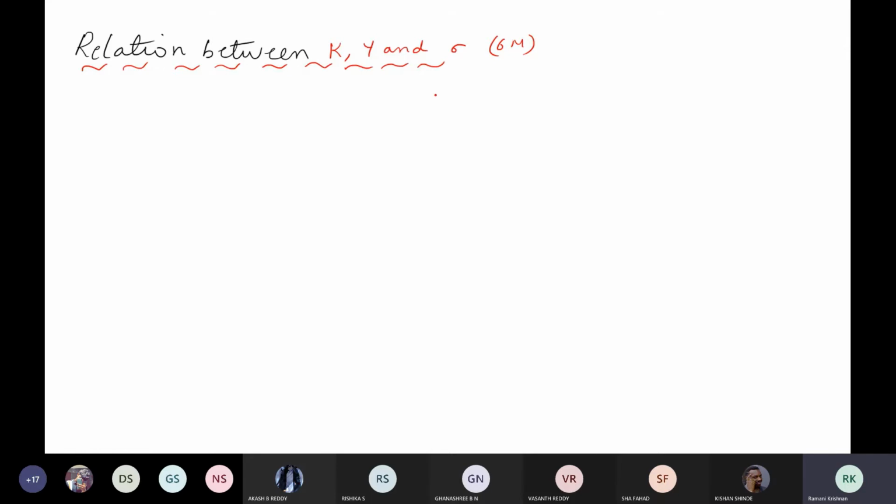Because when we are dealing with the study of the elastic properties, different factors come into account. So what will happen if we have to deal with Young's modulus is changing and bulk modulus is changing? So we have to know the relation between them.